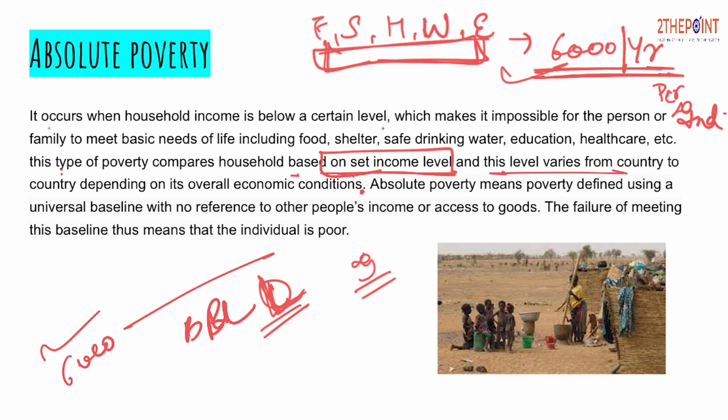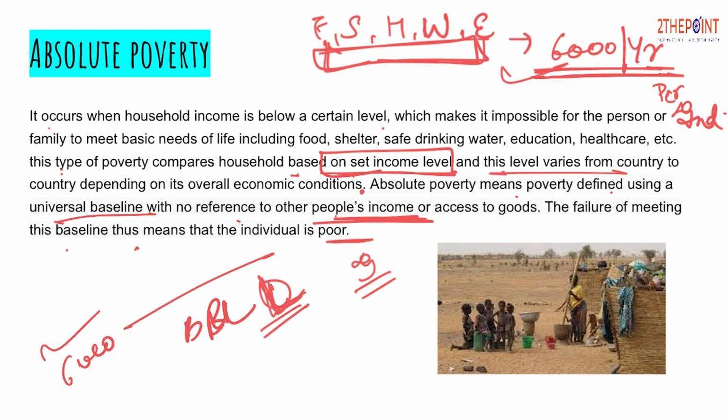Absolute poverty means poverty defined using a universal baseline with no reference to other people's income. Here we don't compare our income with that of others, or access to goods. The failure of meeting this baseline thus means that the individual is poor. Since there is no comparison, there is just a set predefined figure, and if you are spending less than that figure, or your income is less than that predefined figure, then you are under the poverty line.